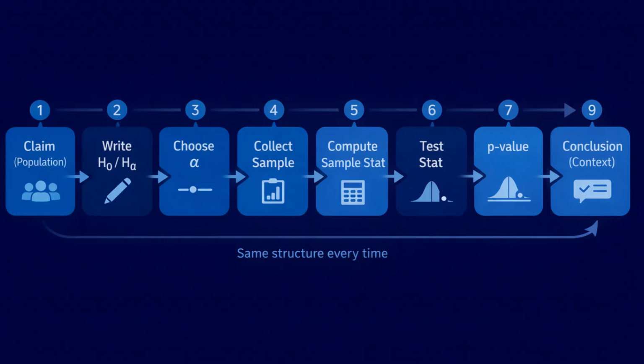We begin with a claim about a population. Before looking at the data, we write the null and alternative hypotheses. We choose a significance level before running the test. We collect a sample and compute a sample statistic. The software then calculates a test statistic. That test statistic is used to calculate a p-value. Finally, we compare the p-value to the significance level and write a conclusion in context. No matter which test we use, this structure does not change.